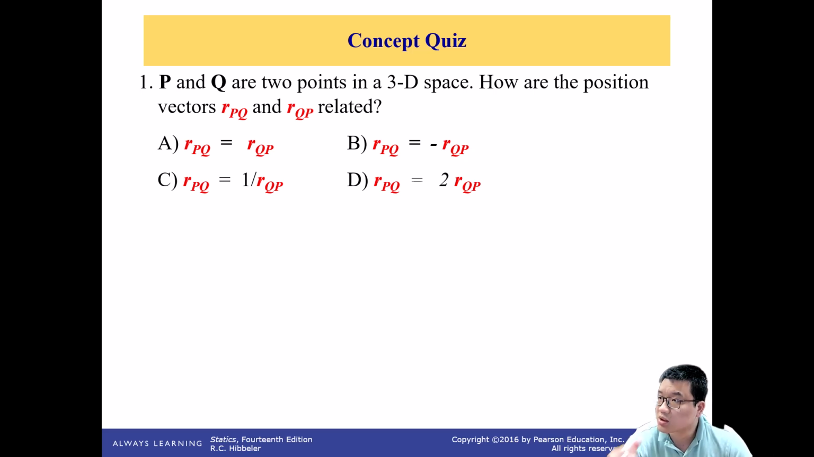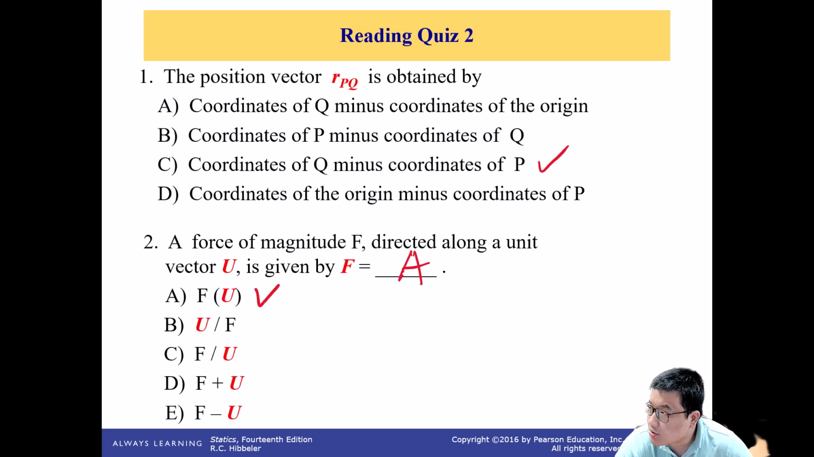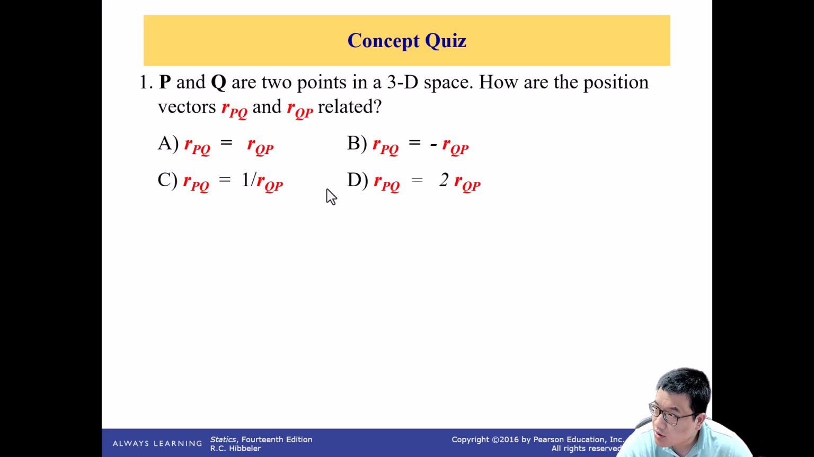Okay, what about this question? P and Q are two points in 3D space. How are the position vectors RPQ and RQP related? As we talked about before, RPQ is the coordinate of Q minus the coordinate of P, and RQP will be the coordinate of P minus the coordinate of Q. Which means RPQ will always be the negative of RQP. Okay, so the answer should be B.